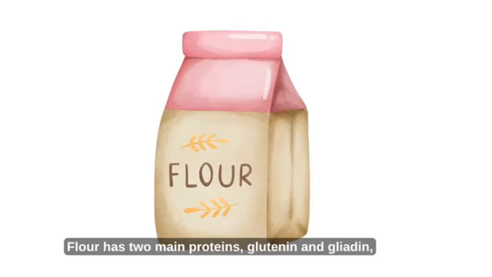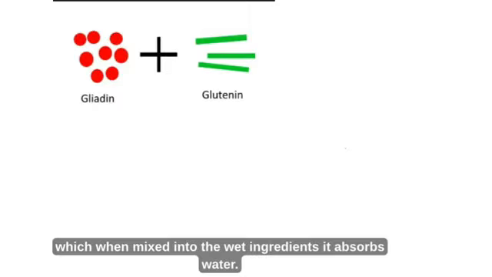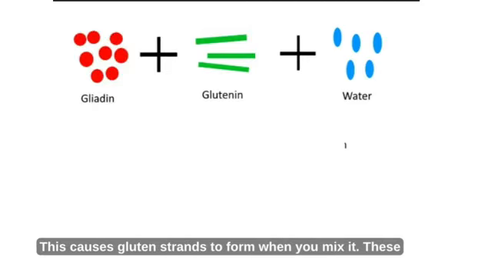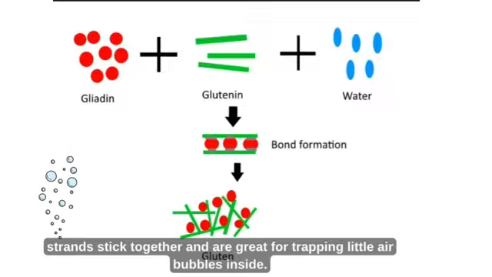Flour has two main proteins, glutenin and gliadin, which, when mixed into the wet ingredients, absorb water. This causes gluten strands to form when you mix it. These strands stick together and are great for trapping little air bubbles inside.